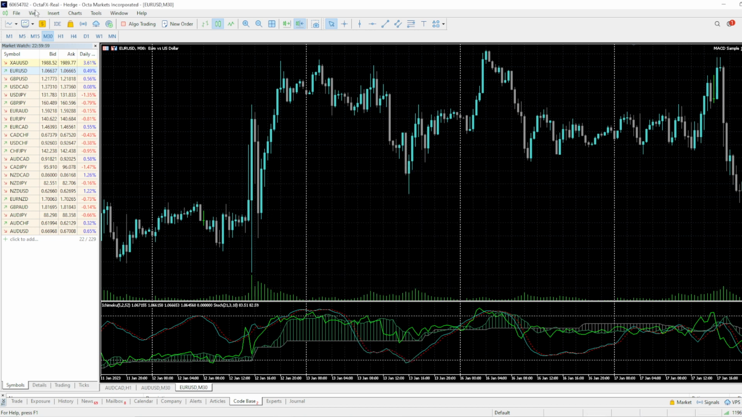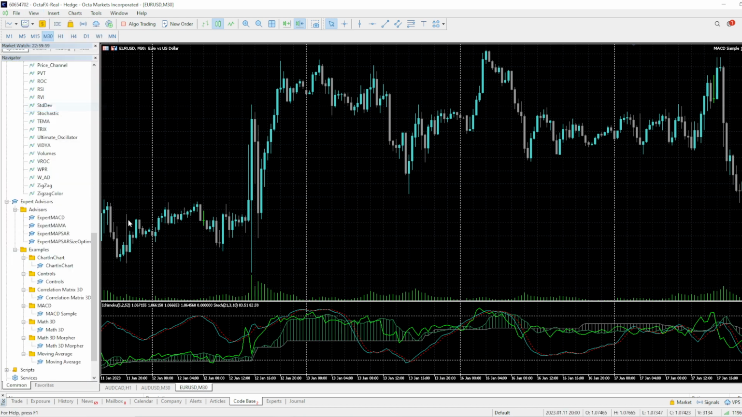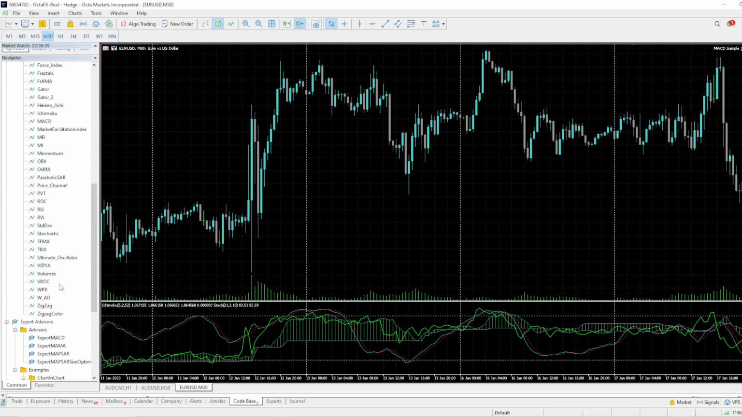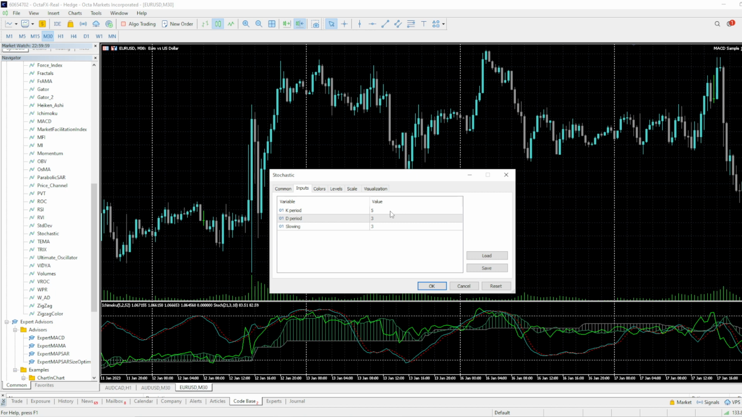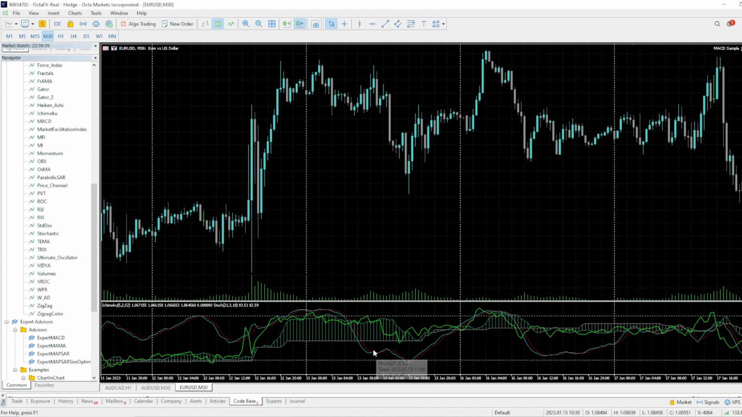But how are you going to bring this one here? I'll show you quickly. Here is the navigator. You go to the stochastic, take the stochastic, and drag it to this data area, this indicator place, not on the main chart, just right here. Then you do the setup: 21, 3, and 10 slowing. And it will be right over here.